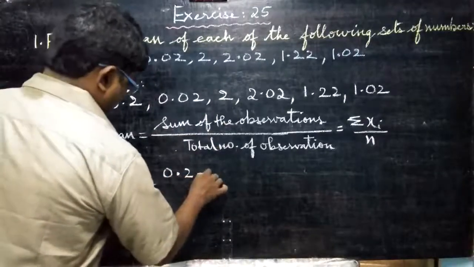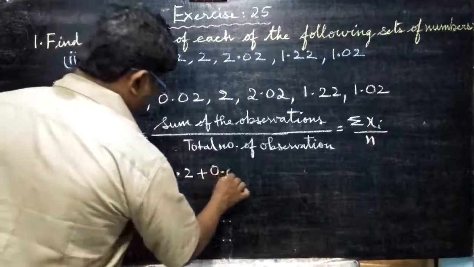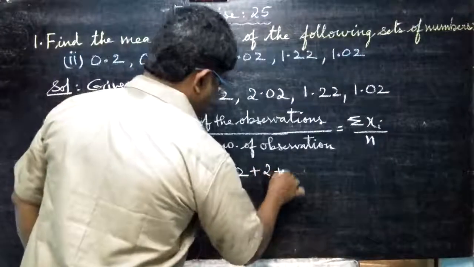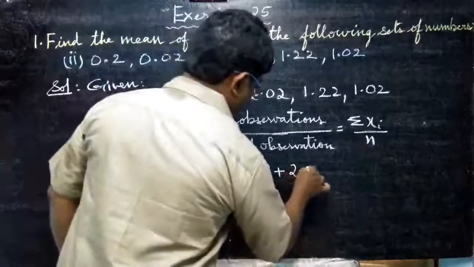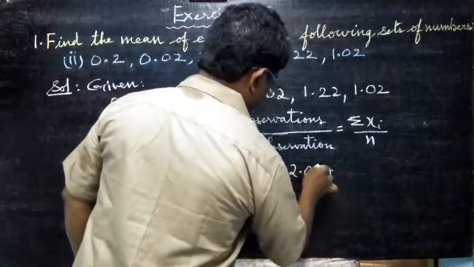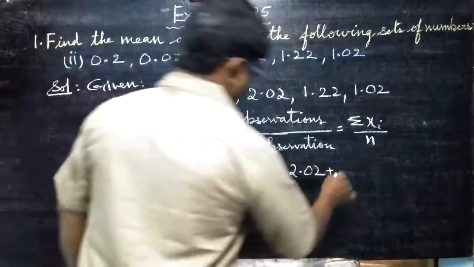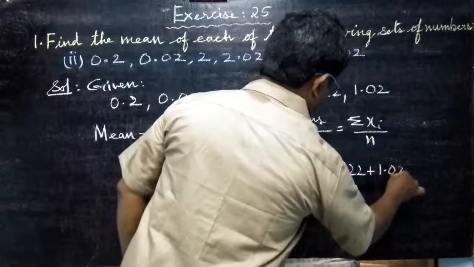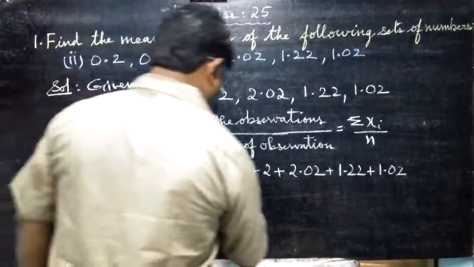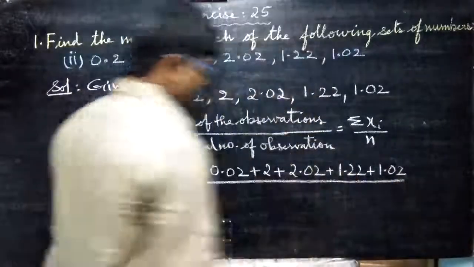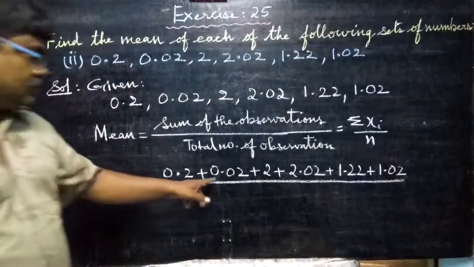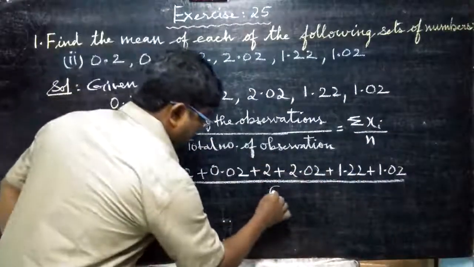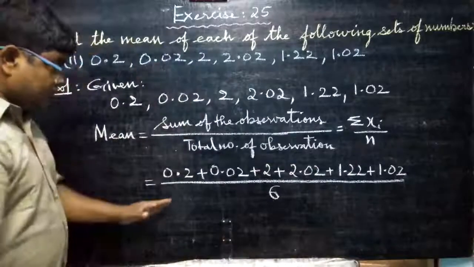So 0.2 plus 0.02 plus 2 plus 2.02 plus 1.22 plus 1.02, divided by how many observations they have given? Count: 1, 2, 3, 4, 5, 6. So 6 observations they have given.